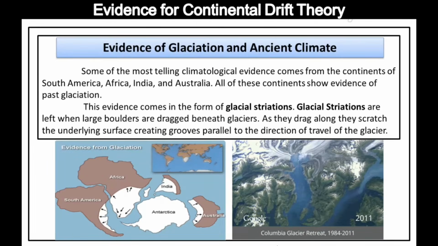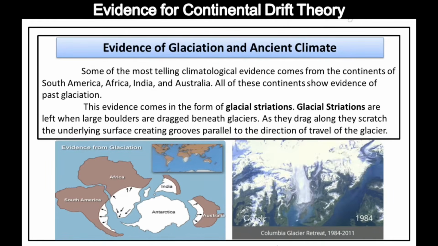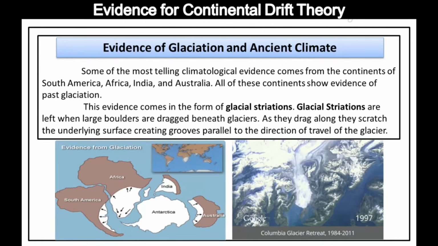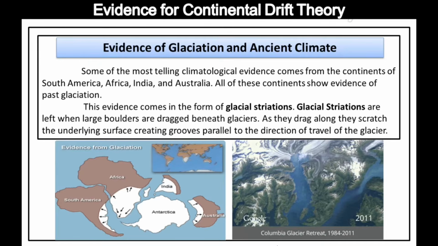Evidence of glaciation and ancient climate. Some of the most telling climatological evidence comes from the continents of South America, Africa, India, and Australia. All of these continents show evidence of past glaciation. This evidence comes in the form of glacial striations. Glacial striations are left when large boulders are dragged beneath glaciers. As they drag along, they scratch the underlying surface, creating grooves parallel to the direction of travel of the glacier.